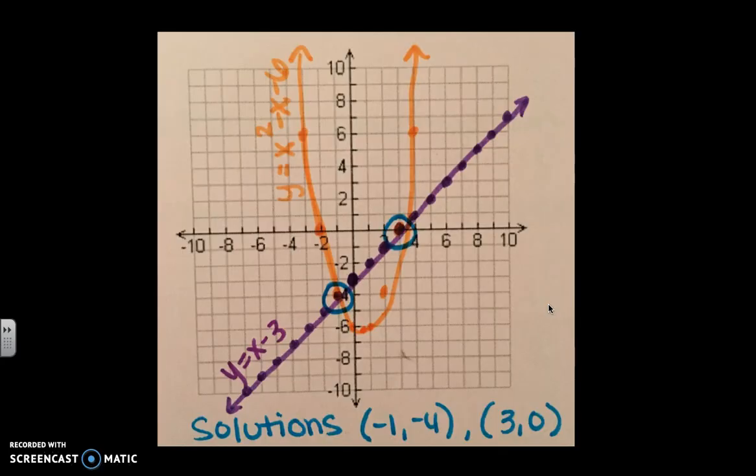I circle the points of intersection, and just like when you had two lines with a linear parabola, you're also going to put solutions, and then we're just going to state as many as there are. So in this case, there's a solution at -1, -4, and at 3, 0. Okay, all right, moving on.